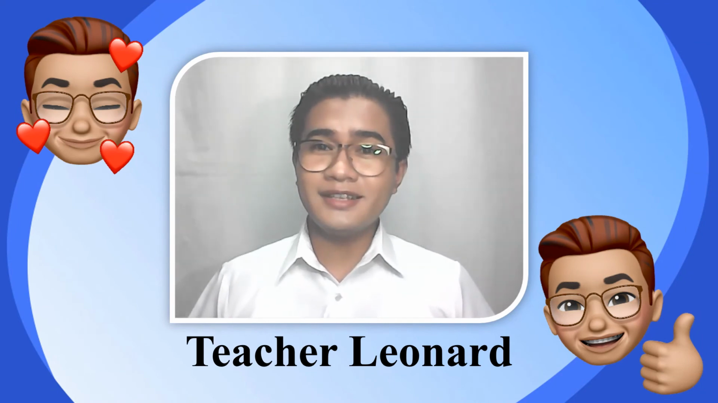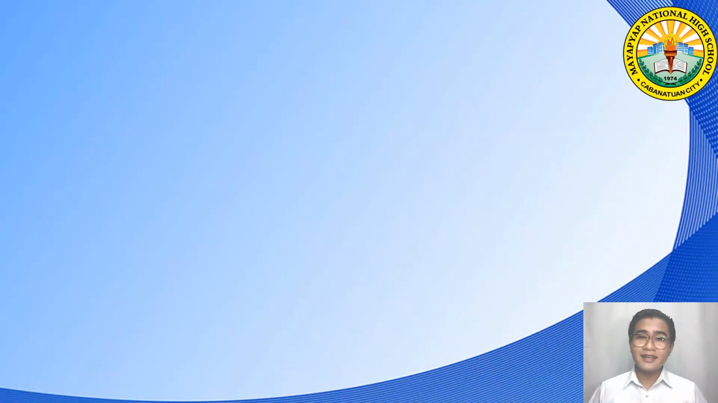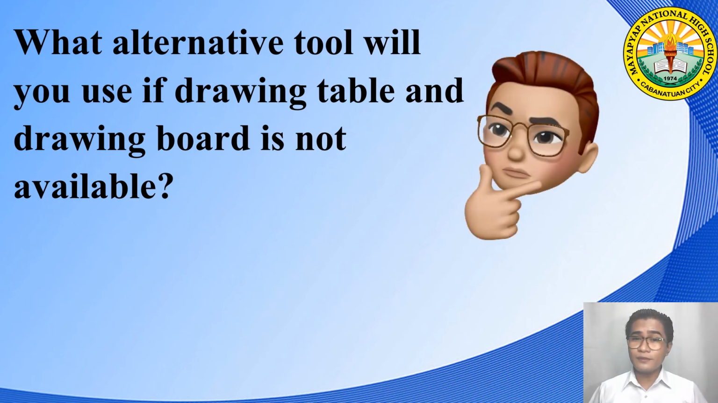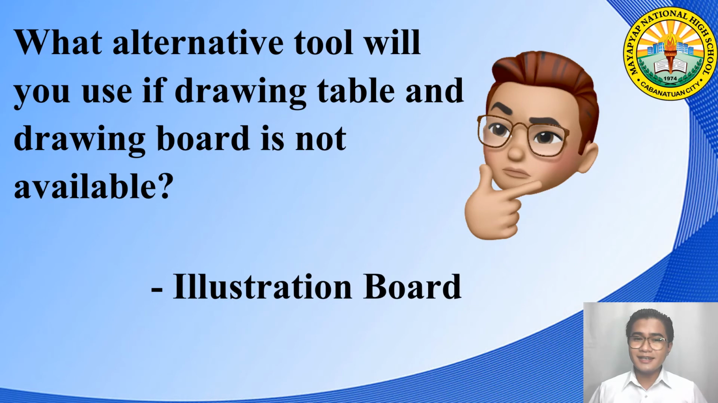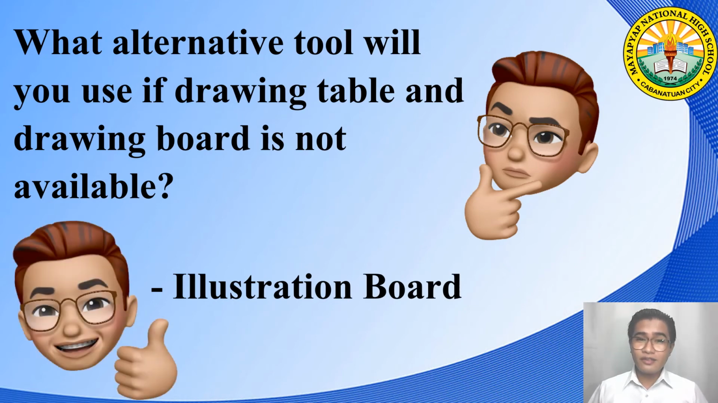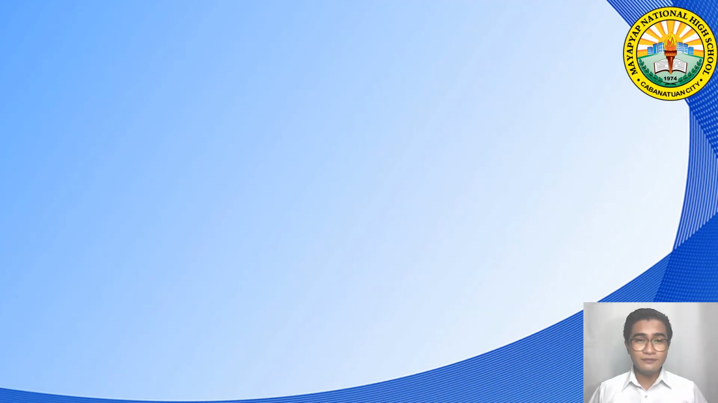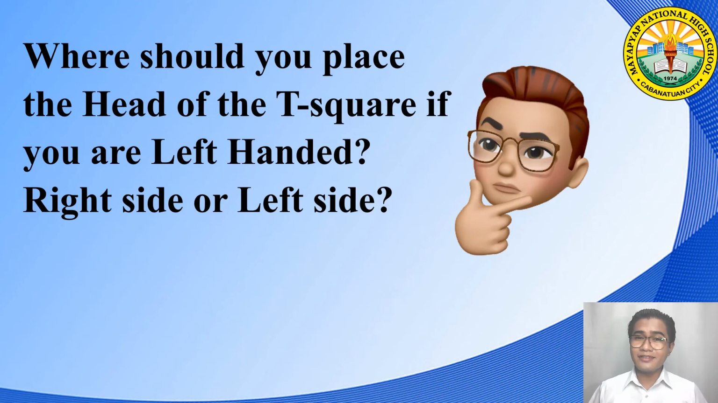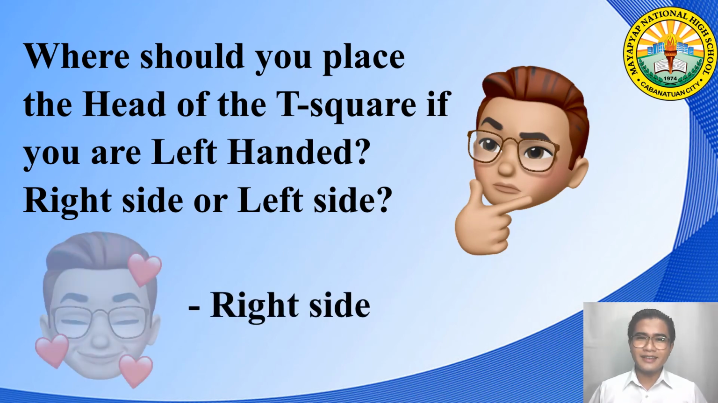It's so easy, right? But before we end, let me ask you some questions again. What alternative tool will you use if a drawing table and drawing board is not available? The answer is illustration board, as long as it is not a rough and edgy surface. Where should you place the head of the T-square if you are left-handed? Right side or left side? The answer is right side.